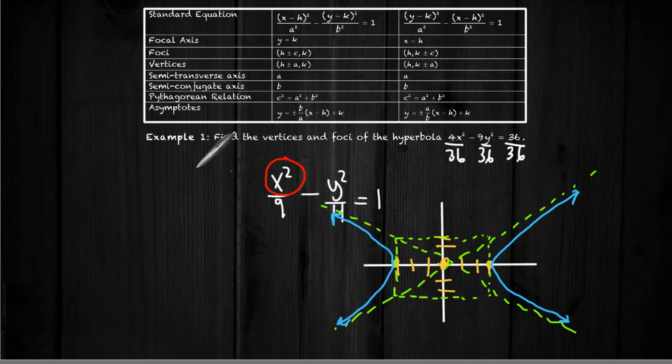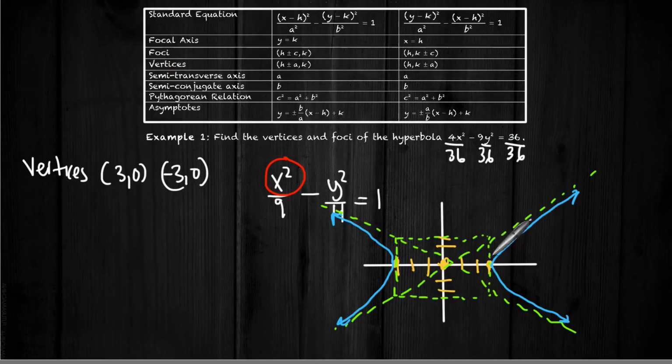Well, vertices, says here the vertices, and those are going to be 3, 0 and negative 3, 0. Our foci are always going to be located somewhere inside of the vertex and inside of the parabola. So therefore we need to find C.